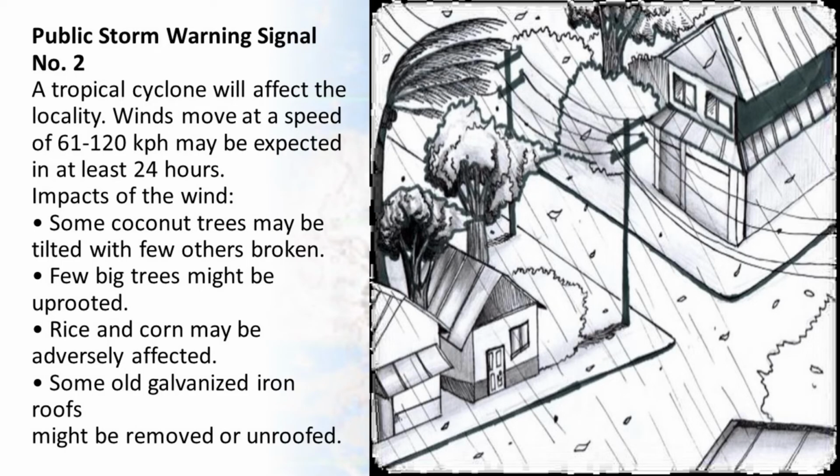Public Storm Warning Signal Number 2. A tropical cyclone will affect the locality. Winds moving at a speed of 61 to 120 km per hour may be expected in at least 24 hours. Impacts of the wind. Some coconut trees may be tilted with few others broken. Few big trees might be uprooted. Rice and corn may be adversely affected. Some old galvanized iron roofs might be removed or unroofed.